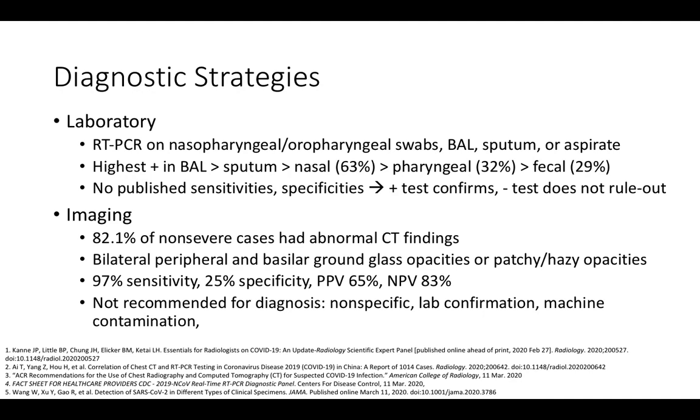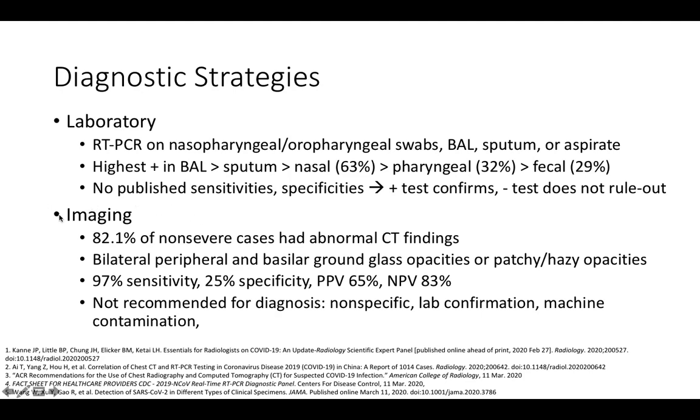There was a study that found that the highest number of positive specimens were in bronchoalveolar lavage, followed by sputum, followed by nasal at 63%, and oral swabs at 32%. And then fecal was positive in 29% of patients. There are no published sensitivities or specificities for RT-PCR, but in general, a positive test confirms you have coronavirus. A negative test does not necessarily rule out that you have it in the proper clinical scenario.